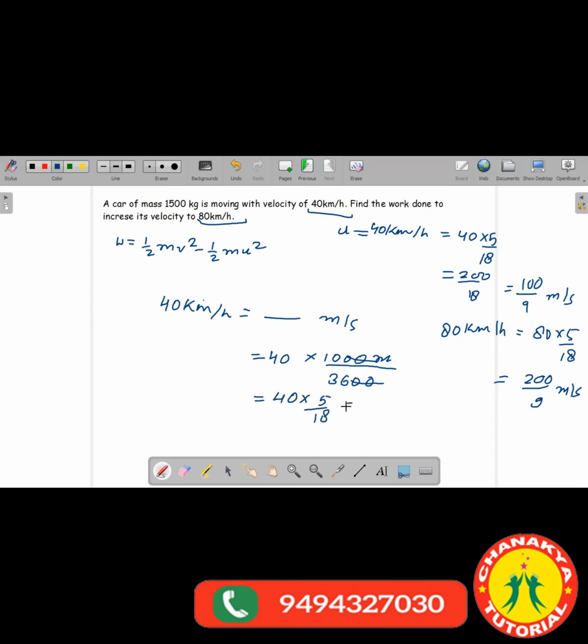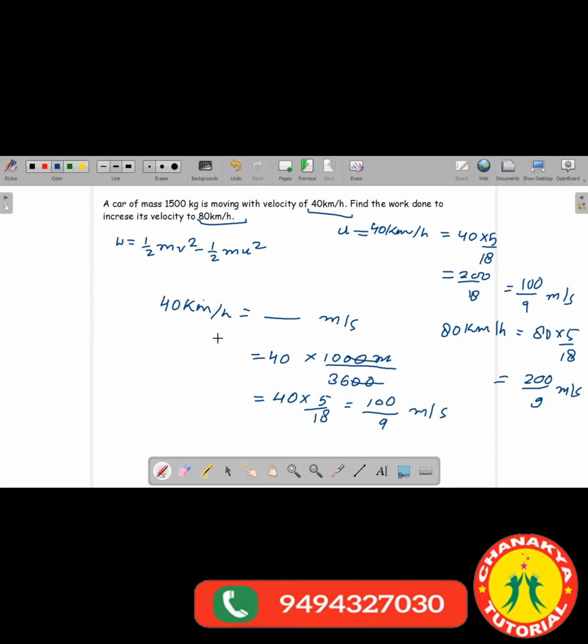Okay, sir. Understood. Got it. So in this way, we are getting here 100 by 9. So every time you have to convert from kilometer per hour to meter per second, multiply it with 5 by 18. So you will be able to convert. Now we can use the formula of 1 by 2 mv squared minus 1 by 2 mu squared, or you can find out the final kinetic energy.